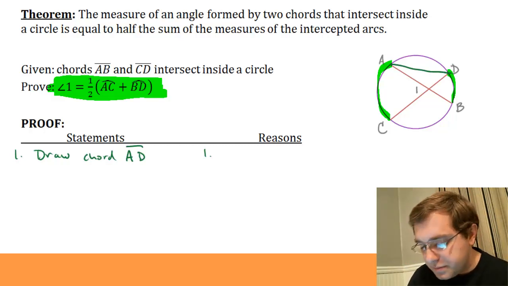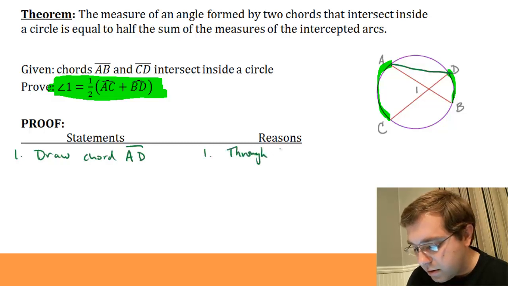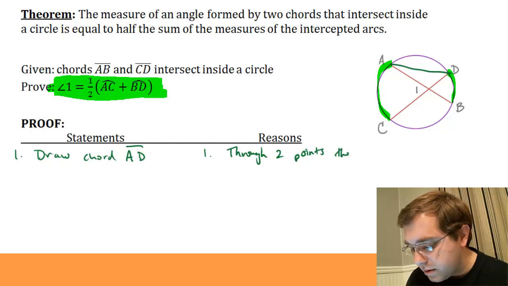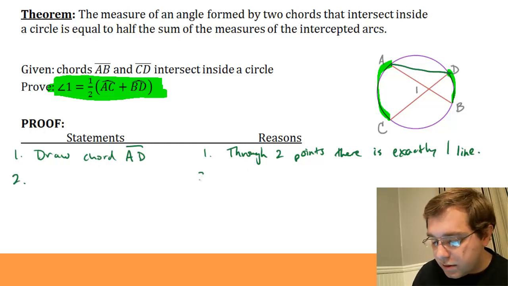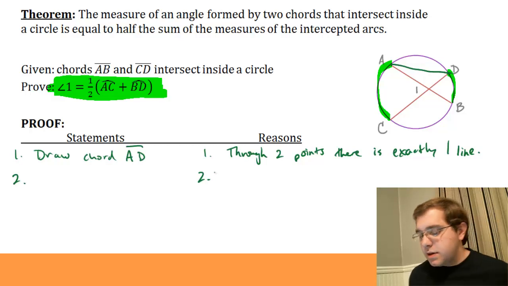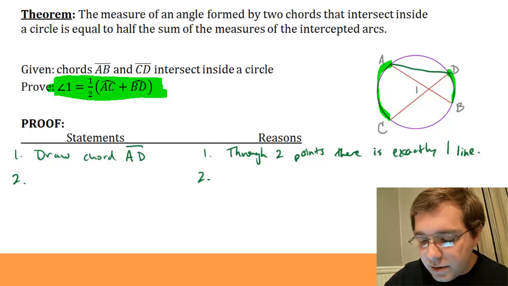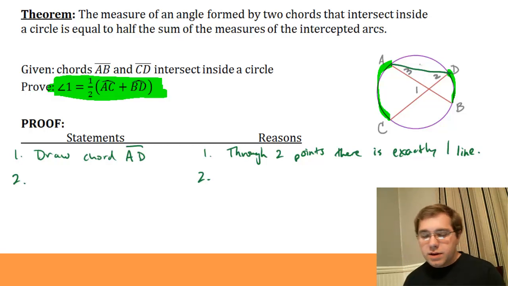Why can we draw a random line like that? Because through two points, there's exactly one line. So if it exists, I can draw it. There's no problem with that. The reason I did that is now I have a triangle, and we know a lot of stuff about triangles. So now I've got this triangle, and to make it easier, I'm going to label the angles so I don't have to call them by letters. I call that angle angle 2, that angle angle 3. So I've got angle 1, angle 2, and angle 3.